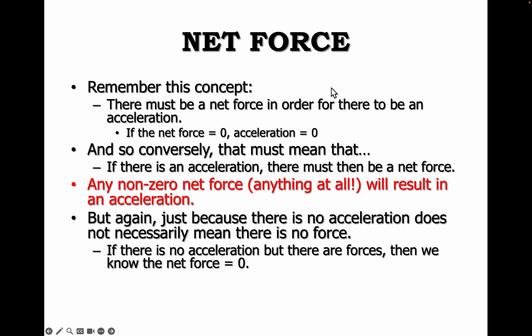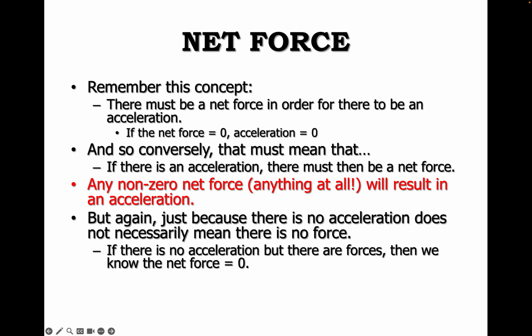As we talked about before, in order for us to have an acceleration, there must be some sort of net force occurring. So if the net force is zero, acceleration is zero. On the flip side, if there's an acceleration, there must also be a net force. There must be some sort of force moving something in a certain direction for us to have an acceleration. So any non-zero net force, whether it be positive or negative, will result in an acceleration.